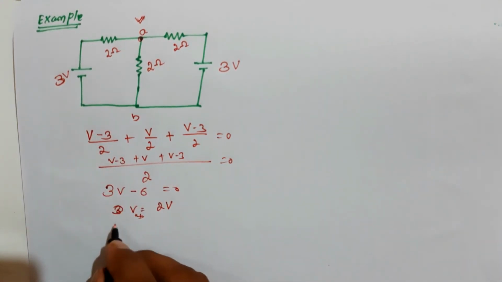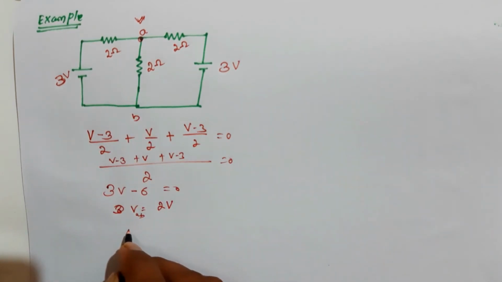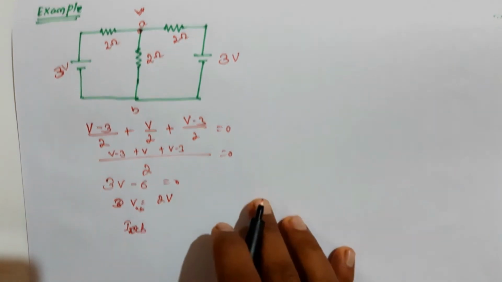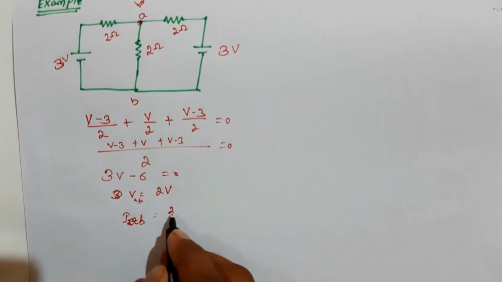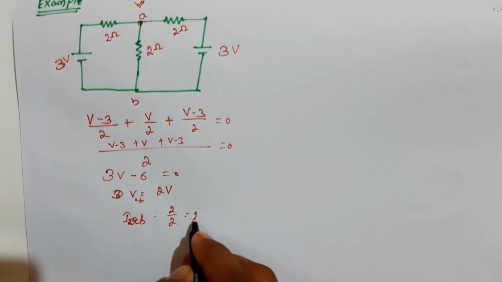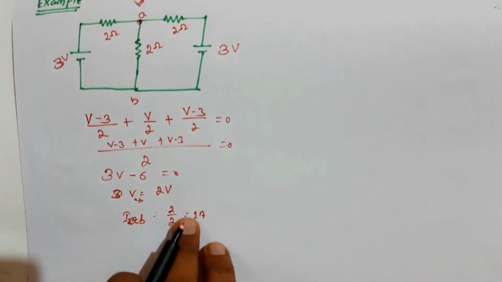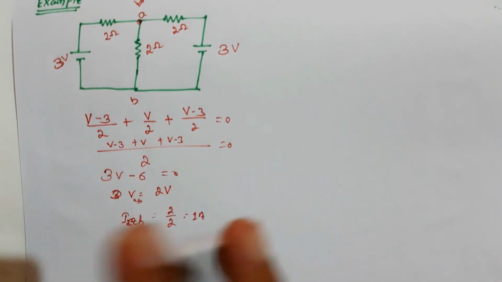Then current in the 2 ohm is, or AB you can say, 2 divided by 2, this is 1 ampere. Okay, when you find it in the nodal method, but in this case we want to see how this value, this 1 ampere and 2 volt, is found in the superposition theorem.